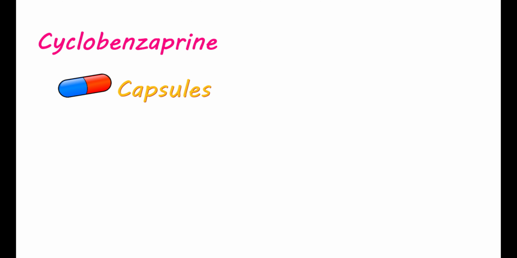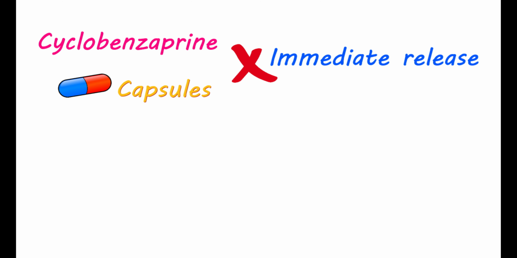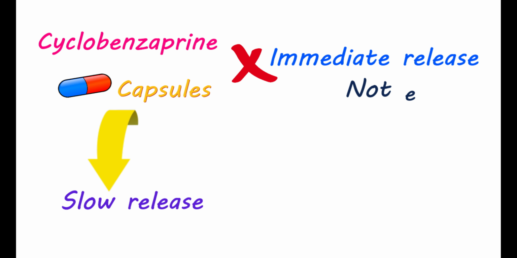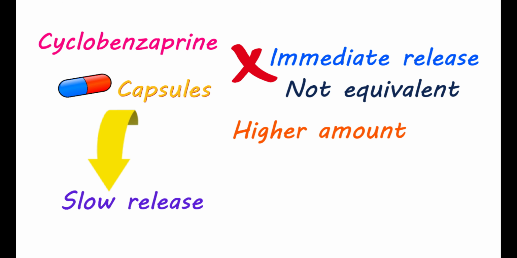You can also get this medication in capsules. However, they are not immediate release formulations. They are intended for slow release of medication for a longer time. Therefore, they are not equivalent to tablets. You can clearly observe that these extended release capsules contain a higher amount of medication than immediate release tablets. These capsules are available in 2 strengths, 15 milligrams and 30 milligrams.